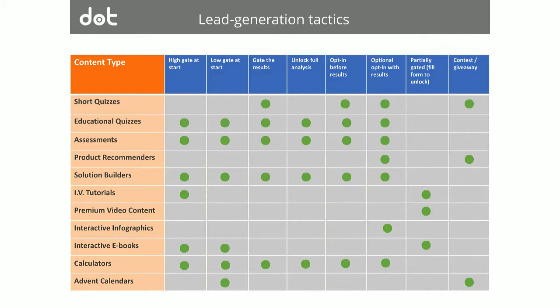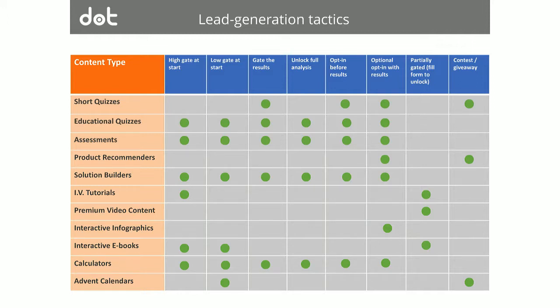Or have a low gate at the start. A low gate is when you ask for fewer fields of information, maybe 1 or 2 max. You can gate the results. This is something you saw with the quiz that you took today. You can also just leave it open. Let's say you have an assessment or a quiz, like are you a digital marketing expert, where people take the quiz, get the score, and get some feedback. But to unlock the full Monty, right?